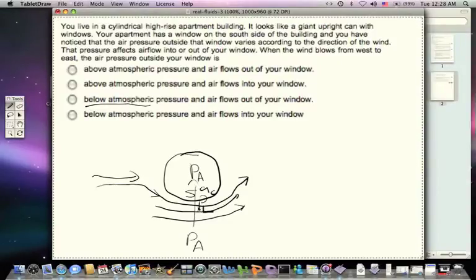And because it flows out of your window, because the pressure inside the building is atmospheric. And so it's definitely this. It's not above atmospheric, so you can get rid of these. But air flows out of your window, not into your window.